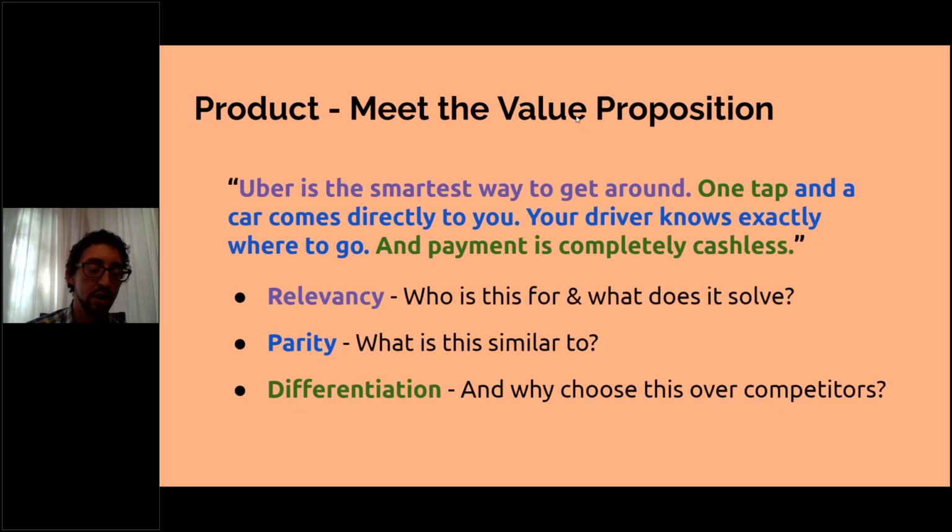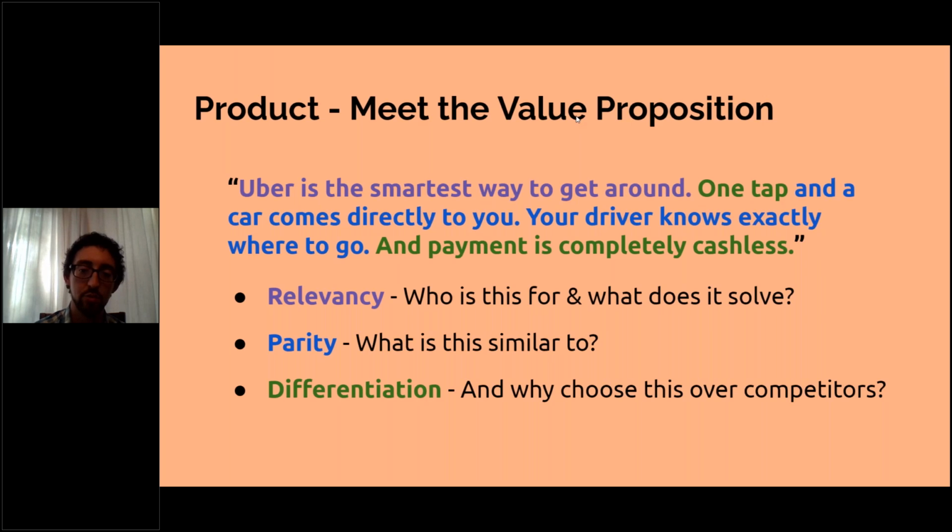So I think Uber, to me, has one of the best value propositions written up. You can Google their value prop, and I don't know if you'll find this same one anymore. They may have very well changed it, but if it's not today, this is what it used to be. So Uber is the smartest way to get around. One tap and a car comes directly to you. Your driver knows exactly where to go, and payment is completely cashless.